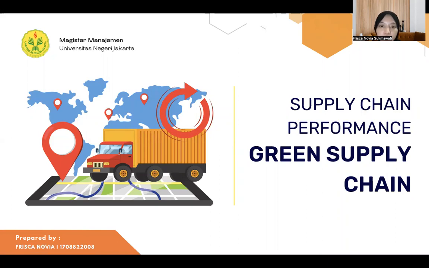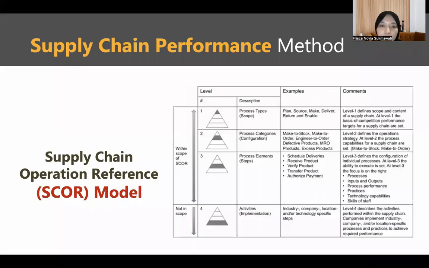Today I will discuss supply chain performance. Actually, there are a lot of methods of supply chain performance, but today we will discuss the Supply Chain Operations Reference, or SCOR model, introduced by the Supply Chain Council, an independent nonprofit organization, as a cross-industry standard. The latest release from the SCC is SCOR 11.0, which was released in 2012.